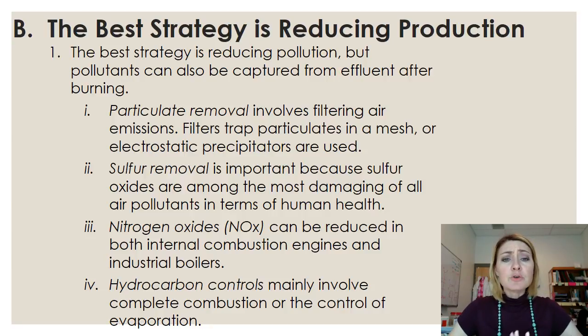Sulfur removal is important because sulfur oxides are among some of the most damaging of all air pollutants, not only in terms of human health, but also we talked about the effects of acid precipitation. So if we were to switch from soft coal, which has a high sulfur content, to a coal that has a lower sulfur content, that's one of the surest ways to reduce sulfur emissions. However, we're stuck using high sulfur coal often for political reasons because it's cheap. Sulfur can be extracted after combustion with catalytic converters, which will oxidize or reduce sulfur in effluent gas, so the gas that's coming out as a result of combustion.